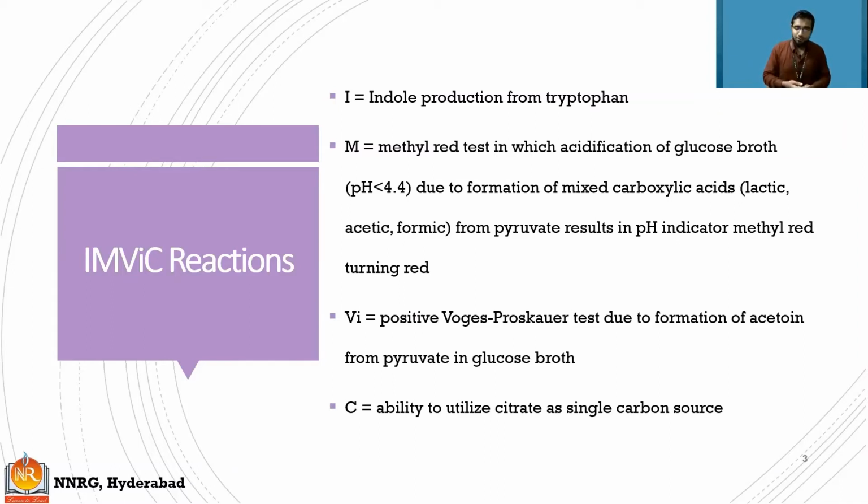And next is VI, that is Voges-Proskauer test. It is due to formation of acetoin from pyruvate. We'll see how it is formed. And last is citrate test. Citrate upon consumption gives some other products. How it is, we'll be seeing in the coming slides.